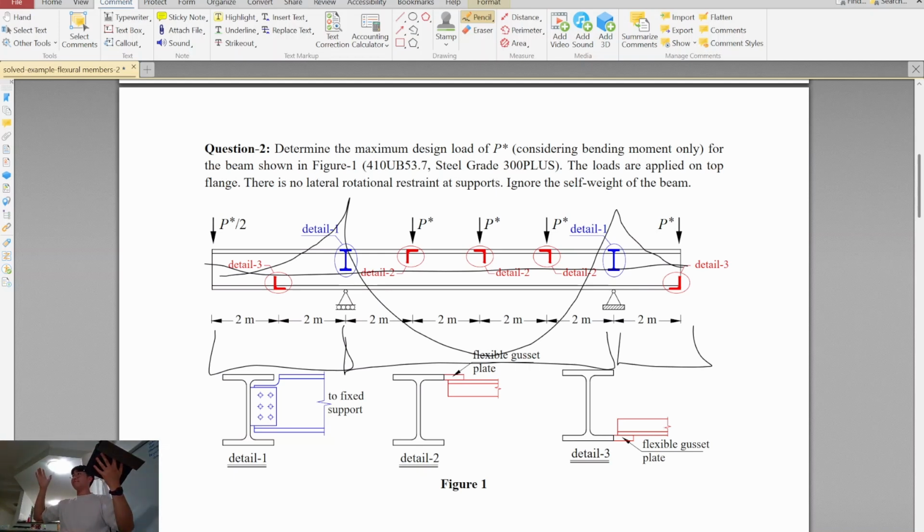Wait. Stop, don't speak. Do not say a thing. Say again. Which part is the critical flange? Yes, for the middle part. Wait. Compression flange or tension flange?